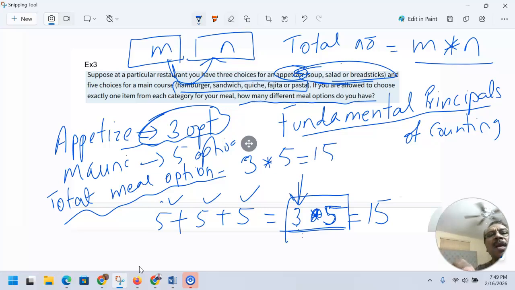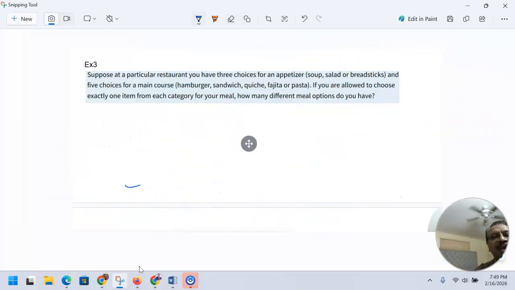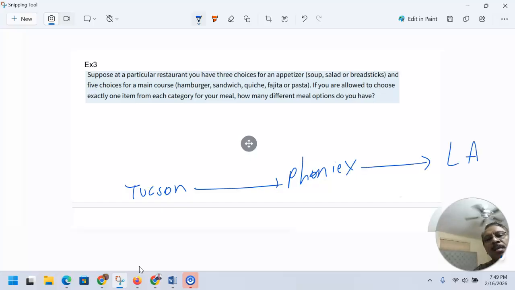I'm going to give you one more example. Check this out. Suppose we are in Tucson and you want to drive to Phoenix, and then from Phoenix you want to go to, let's say, LA. Now, imagine you have three options to go to Phoenix, okay?